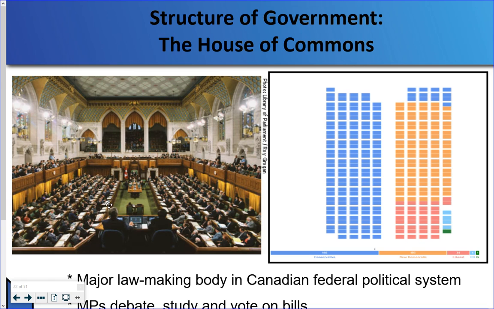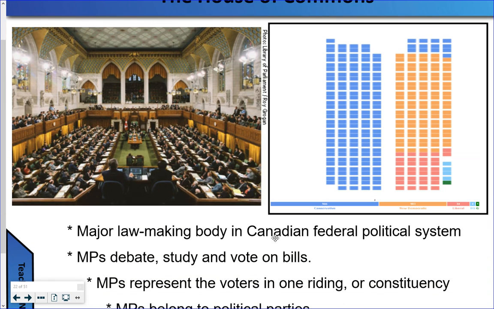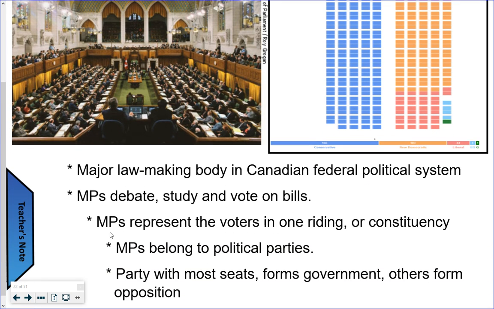All right, House of Commons, major lawmaking body in Canadian federal political system. The members of Parliament debate, study, and vote on bills. They represent voters in one riding or constituency. Like I said, 338 of them.